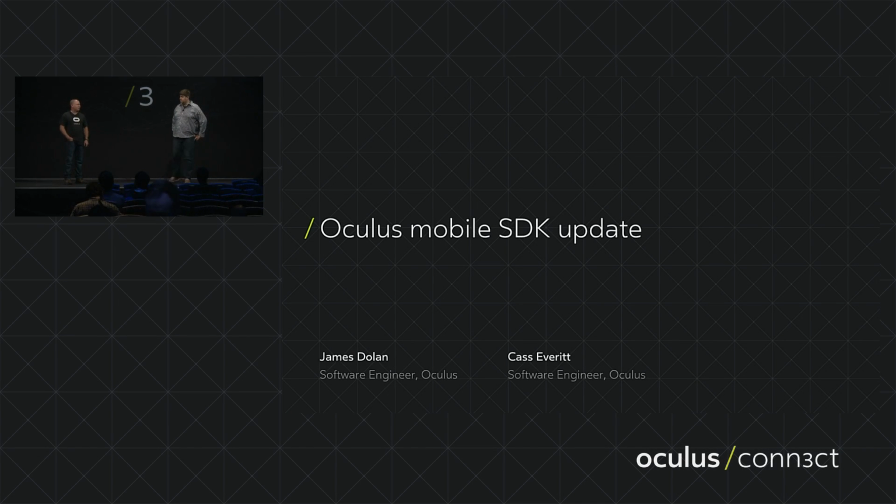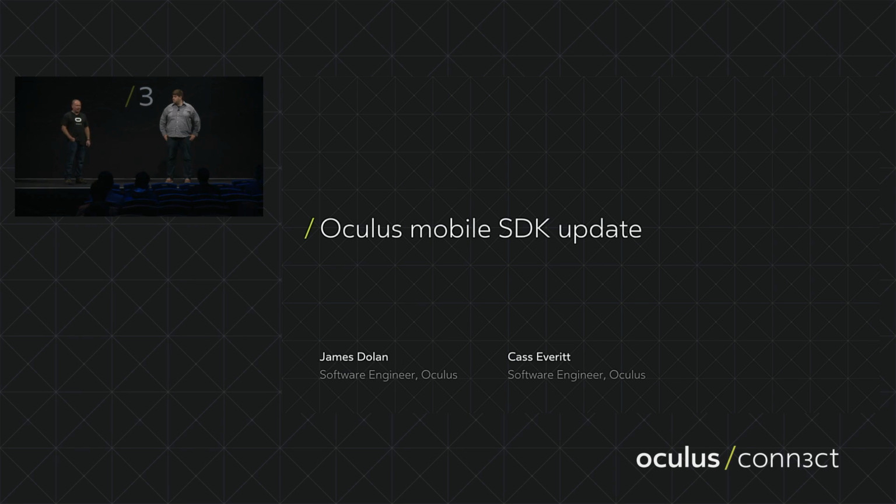My name is Cass Everritt, and this is James Dolan. We both work as software engineers in the Mobile SDK team. We both are in Texas. He lives in Dallas. I live in Austin. And we're going to talk to you a bit about things that have happened in the Mobile SDK over the last year.